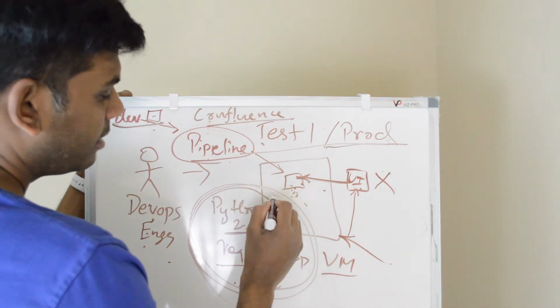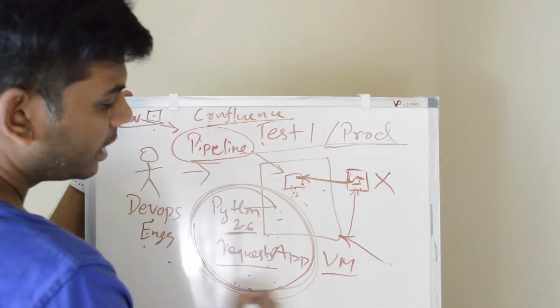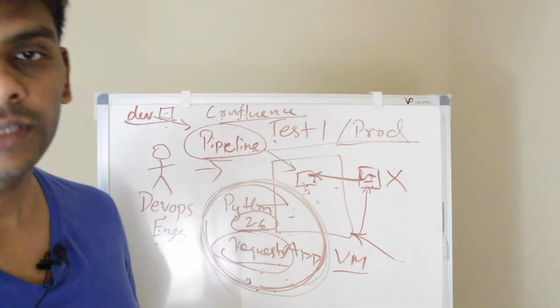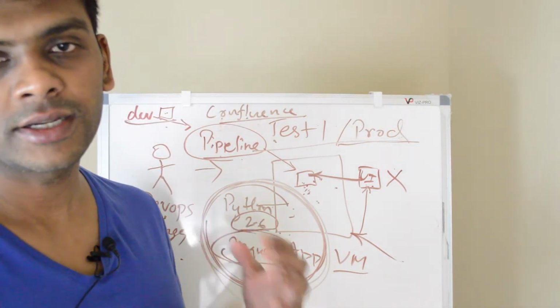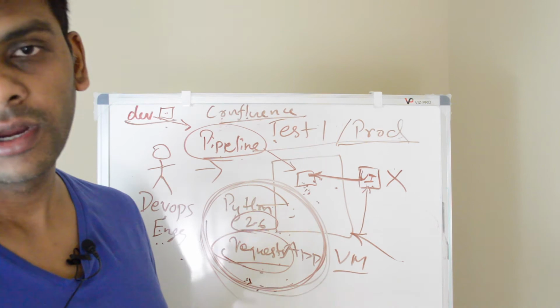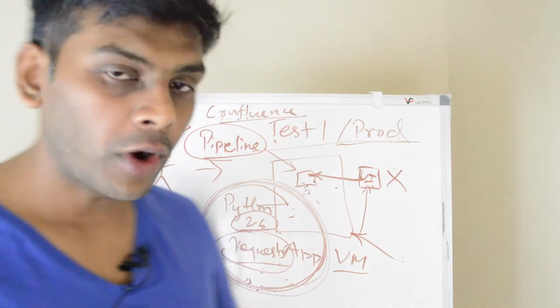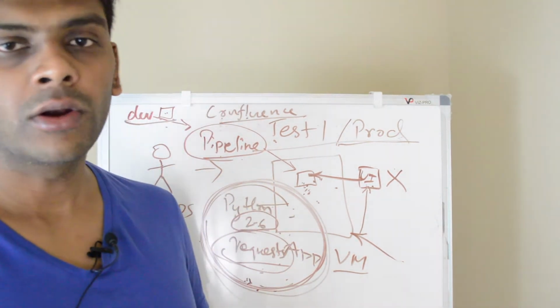Basically, he missed updating this configuration, right? So this problem is essentially what Docker containers are solving. So what else can we do? What is an alternative, right?